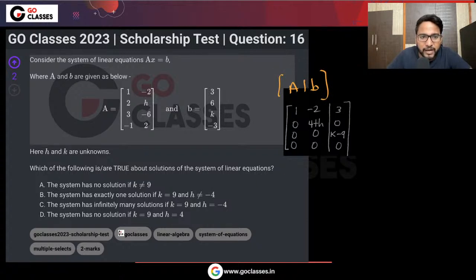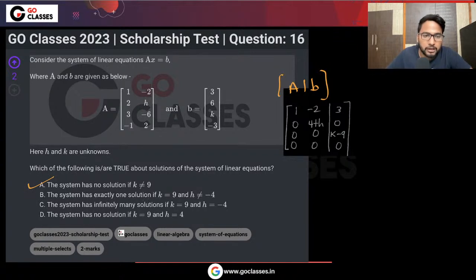The system has no solution if k is not equal to 9. Yeah, that is true. If k is not equal to 9, then it will be a 0 non-zero situation. Then it will be no solution. So, yeah, that is true.